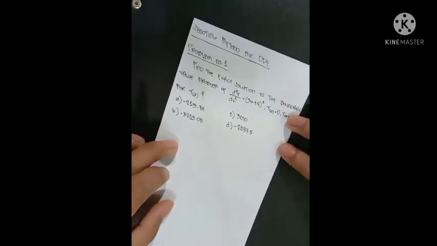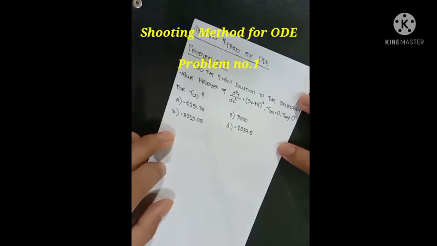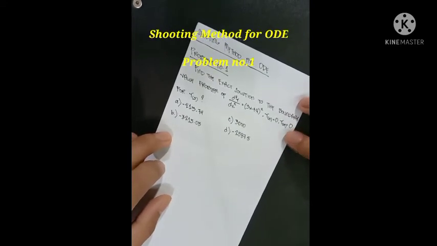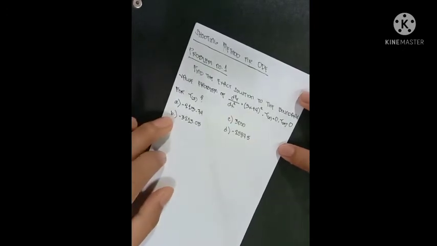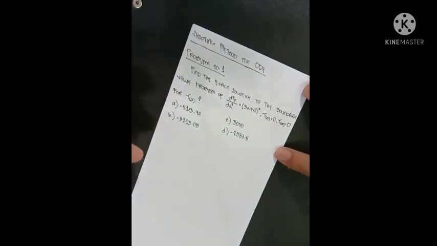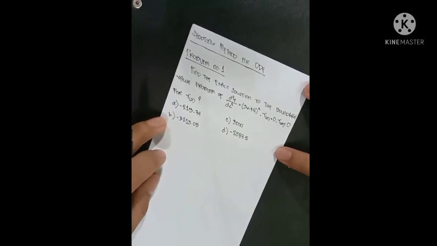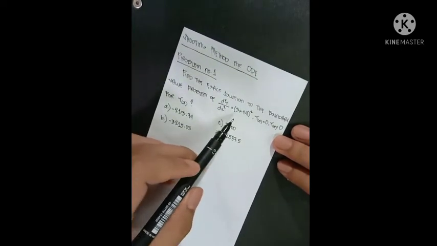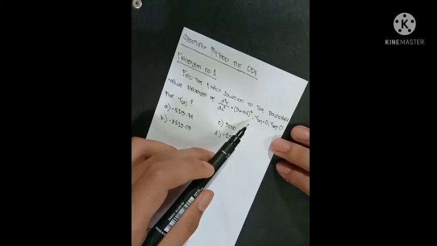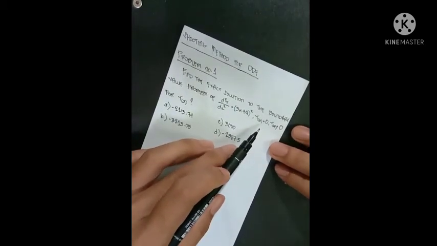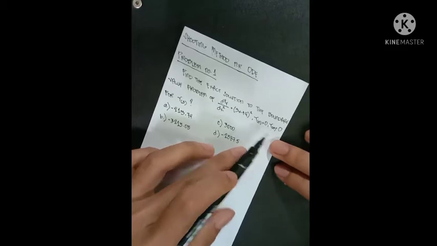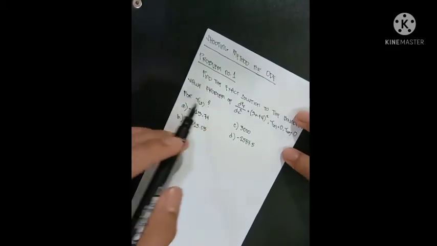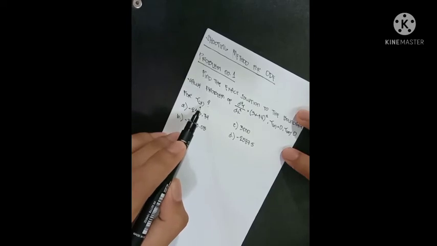So good day everyone. This video is about the shooting method for ordinary differential equations. In problem number 1, find the exact solution to the boundary value problem: the second derivative with respect to x is equal to (3x + 4) squared, with conditions y(0) = 0 and y(9) = 0. Find the value of y(3).